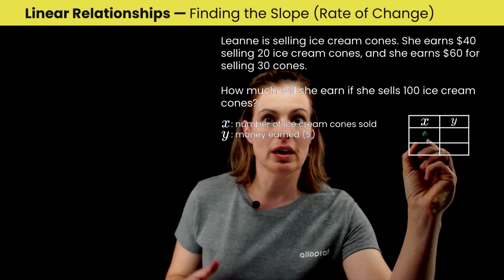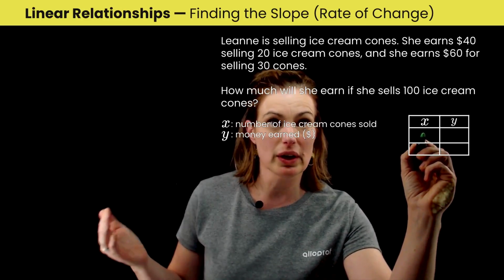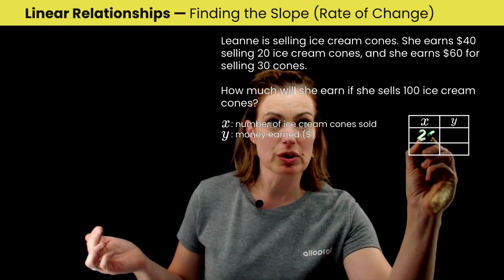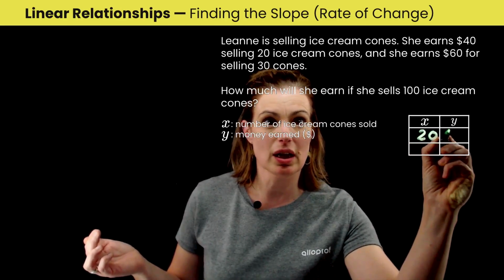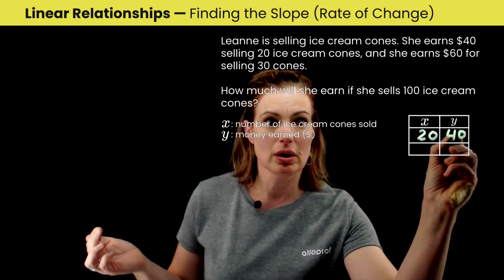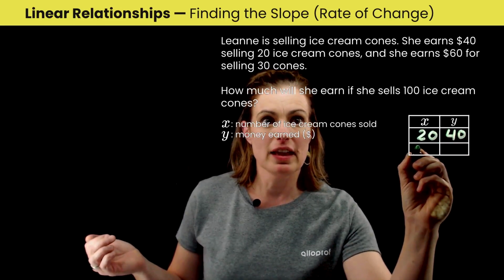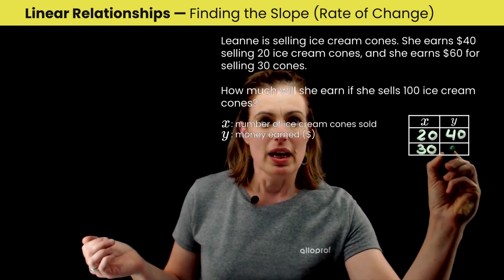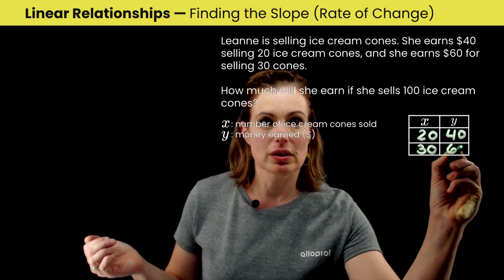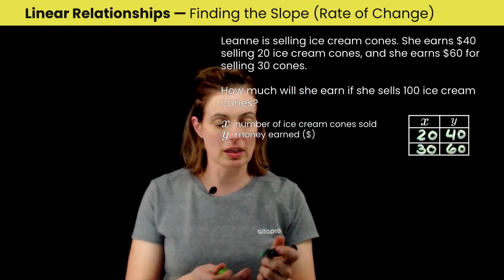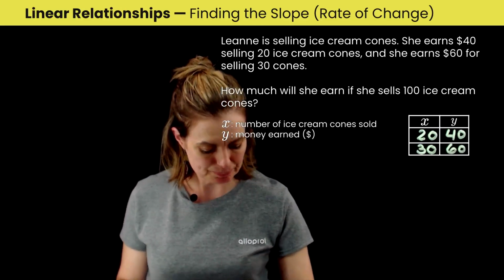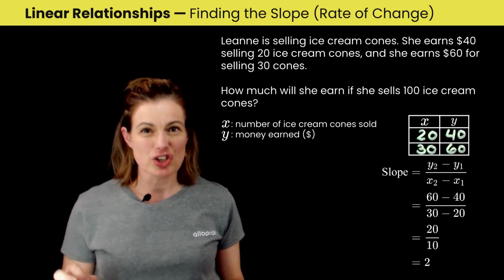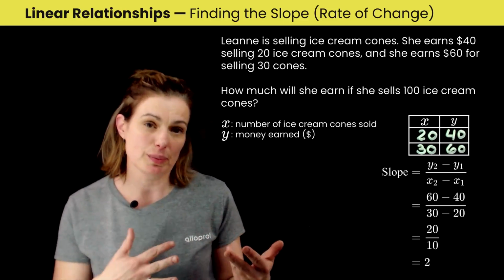The number of ice cream cones has got to go in the x, so I just have to make sure that I put everything in the right spot. So here's my 20 ice cream cones, and she made $40 selling 20 of them. And then she's got 30 ice cream cones, and she made $60 selling 30.